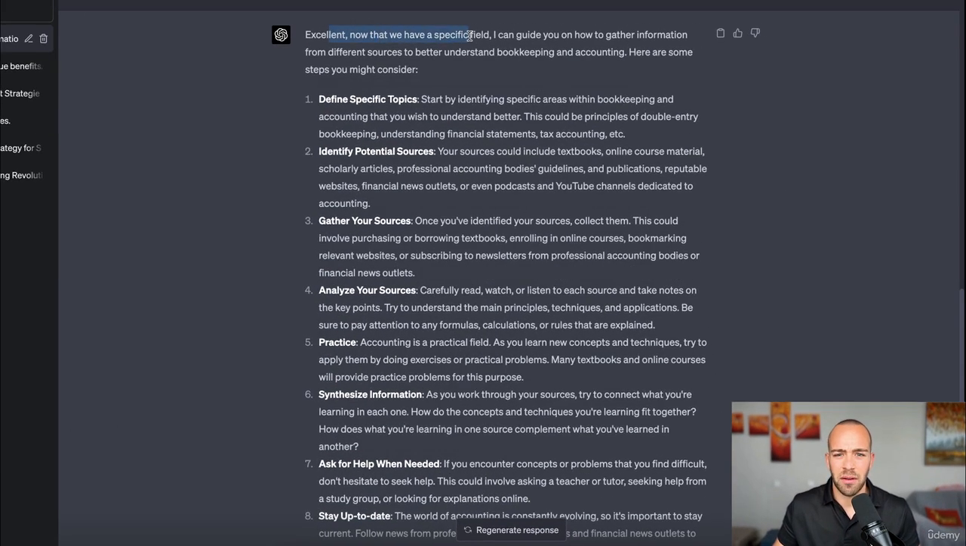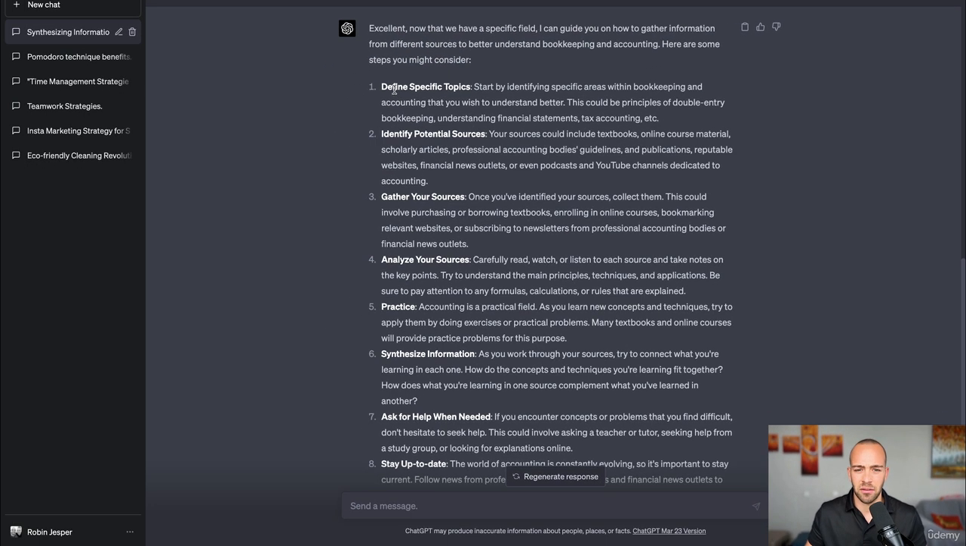Excellent. Now that we have a specific field, I can guide you on how to gather information from different sources to better understand bookkeeping and accounting. Here are some steps you might consider. Define specific topics. So here you can see tax, accounting, textbook, online course materials, scholarly articles. It's a lot of study language in here. So you can see how specific you can become by letting ChatGPT ask you questions.